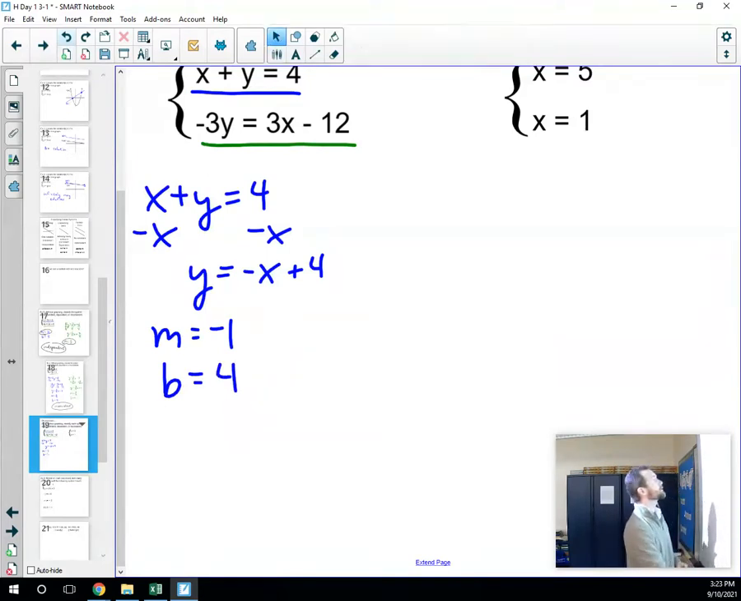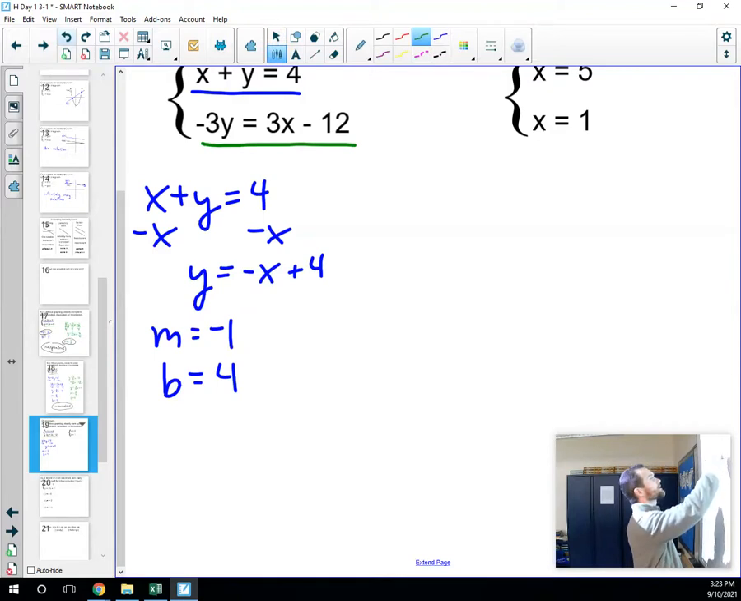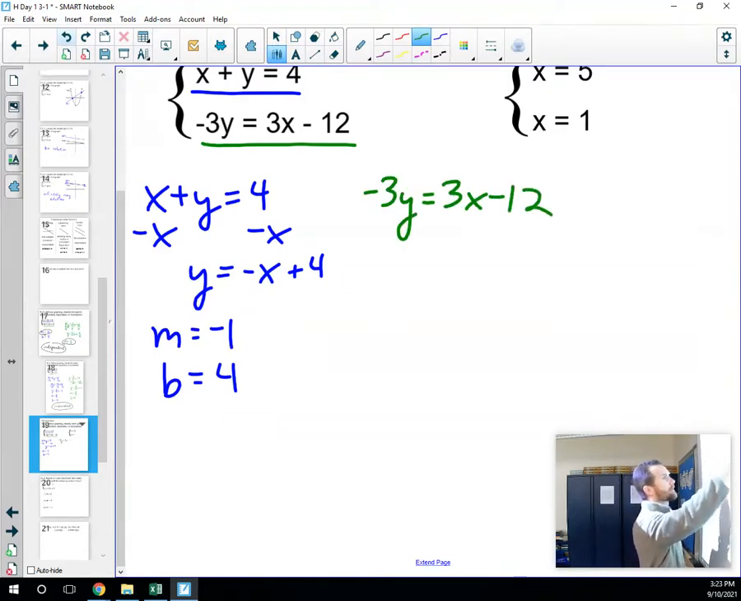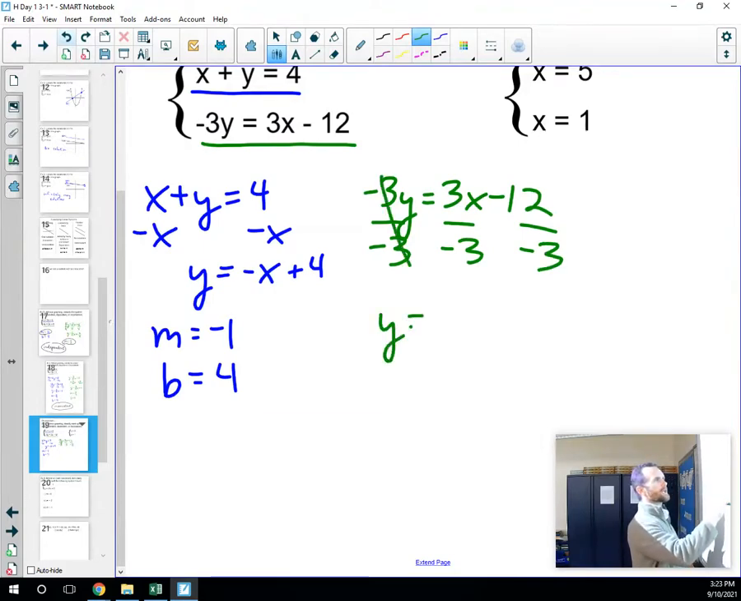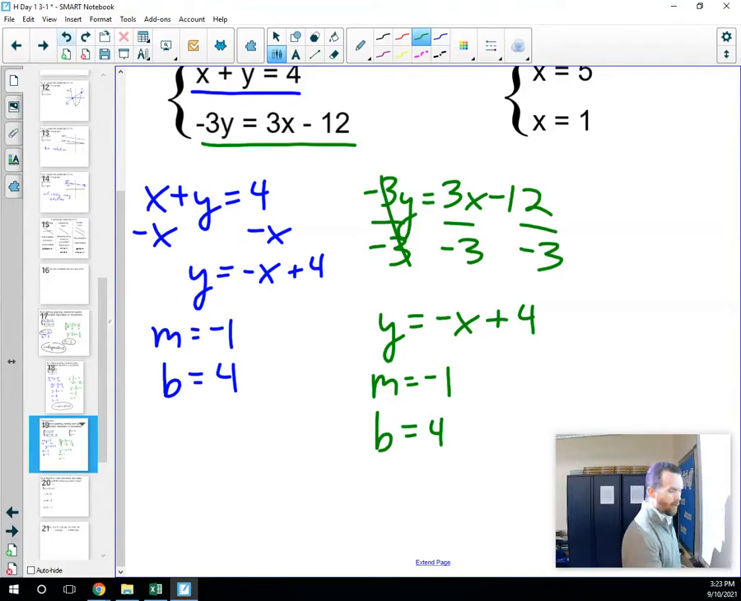Okay. Now we're going to do the same thing with the green. So here it's negative 3y equals 3x minus 12. Got to get y by itself, so we divide every term by this negative 3 to cancel it out. And there it goes. And we get y equals negative x plus 4, giving us a slope of negative 1 and a y-intercept of 4. And look at that.